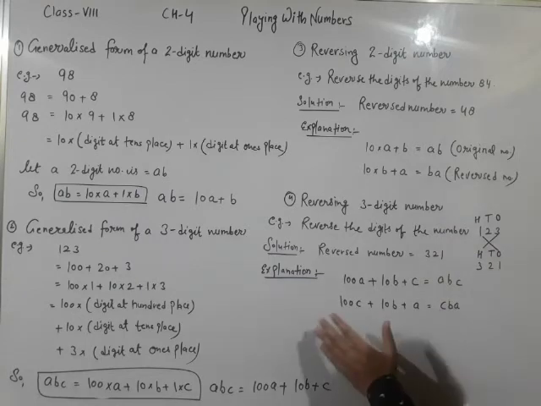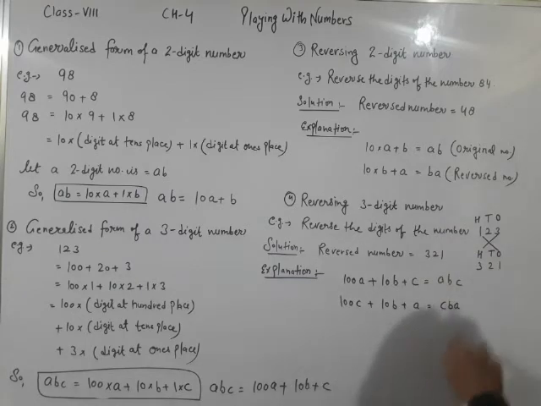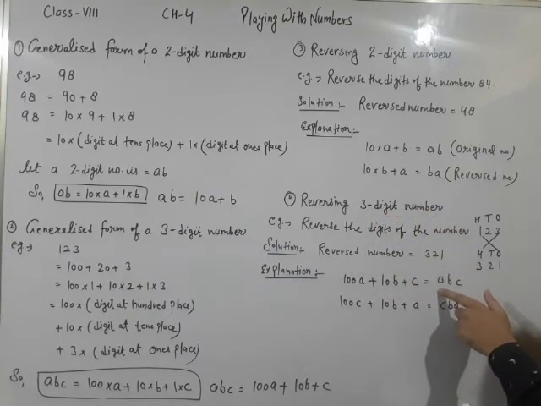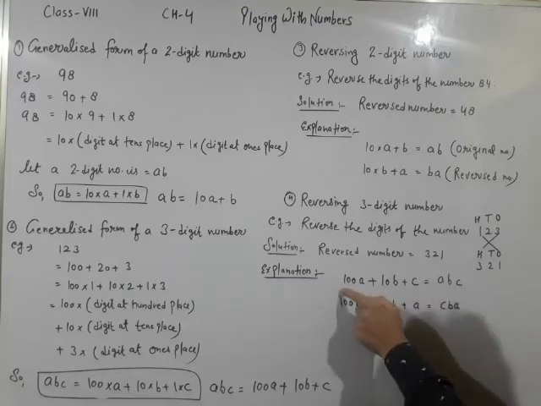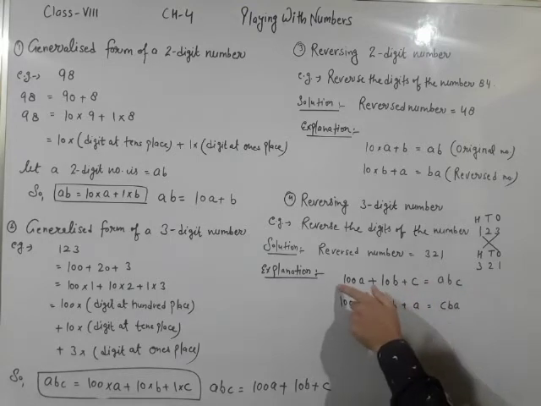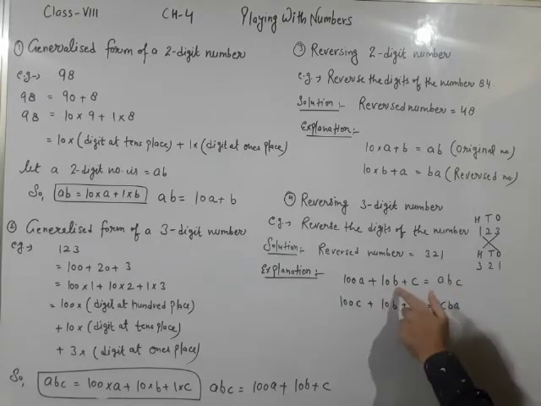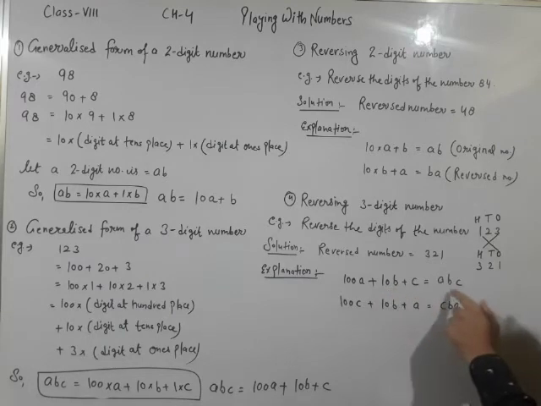And logically, if we want to understand the reversing of a 3-digit number, we have to write like this: ABC. A is at hundreds place, so A can be written as 100 multiplied by A, 100A, plus B is at tens place, so B can be written as B multiplied by 10, 10B, plus C is at ones place, so C multiplied by 1 will be equal to C.